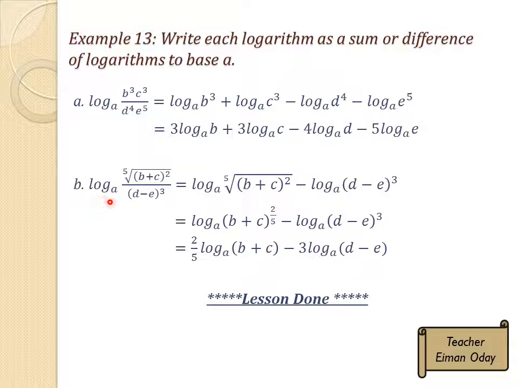Also, logarithm base A for this fraction. The top is going to be here, minus the bottom here. And now, this value B plus C is going to be raised to 2 over 5. And this value is raised to 3. Now, put 2 over 5 beside the logarithm and put this 3 beside the logarithm.